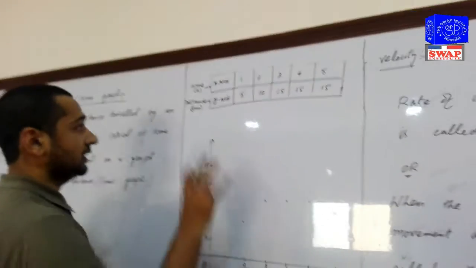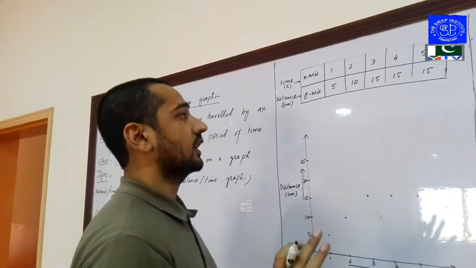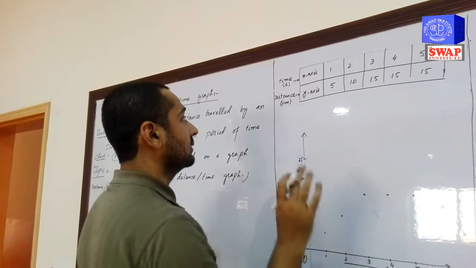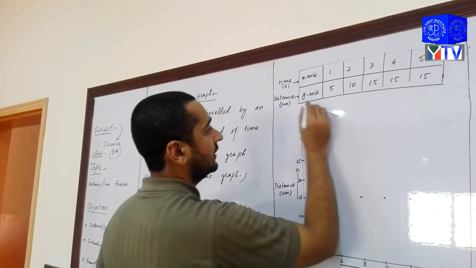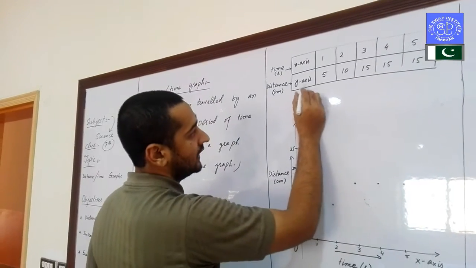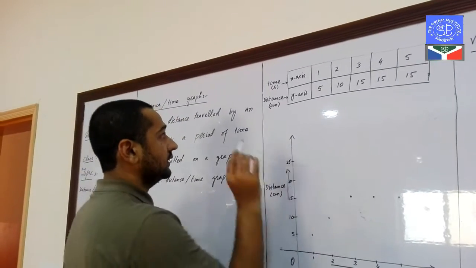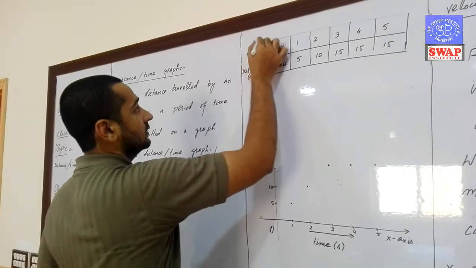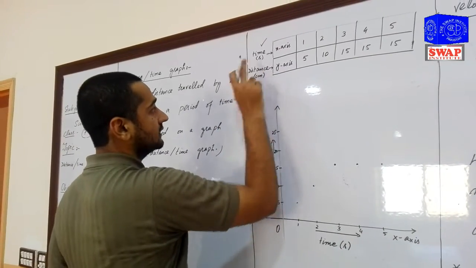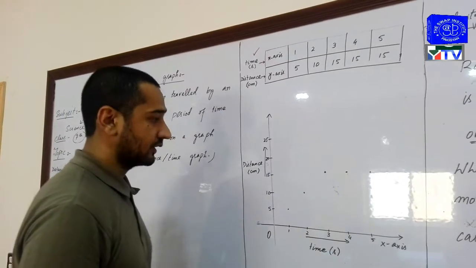Now, if you understand this table, you can make any graph in the world. Basically, these are the x-axis values, and these are the y-axis values on the y-axis. Here, according to your book, this is the time in seconds, and this one is the distance in centimeters.